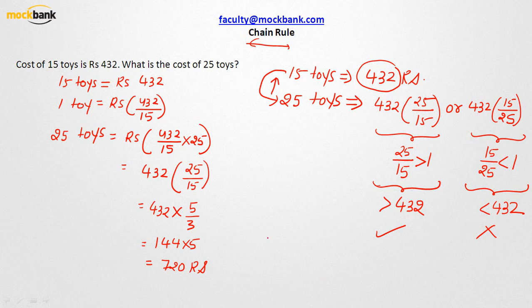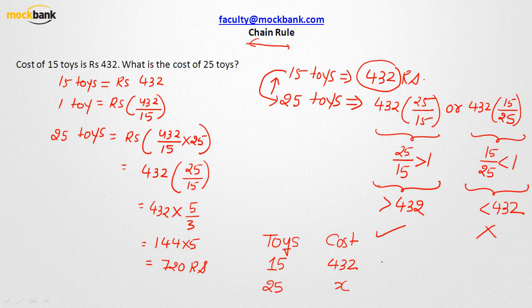So what do we need to do? We will write all the variables. Say for example, in this case the variables are toys and cost. You have to write the information very systematically. The cost of 15 toys is given to you as 432 rupees, and hence what is going to be the cost of 25 toys? Say this is x rupees.